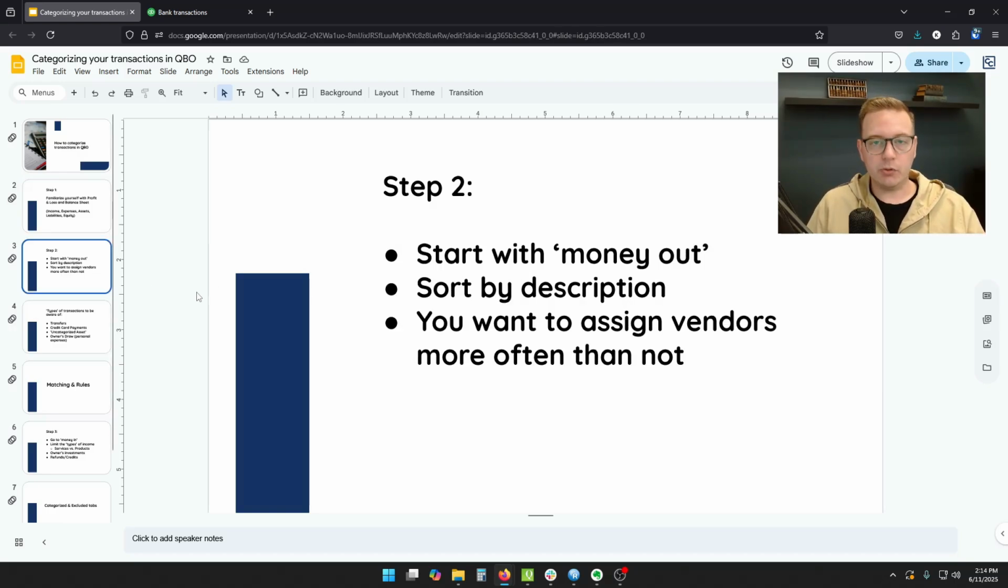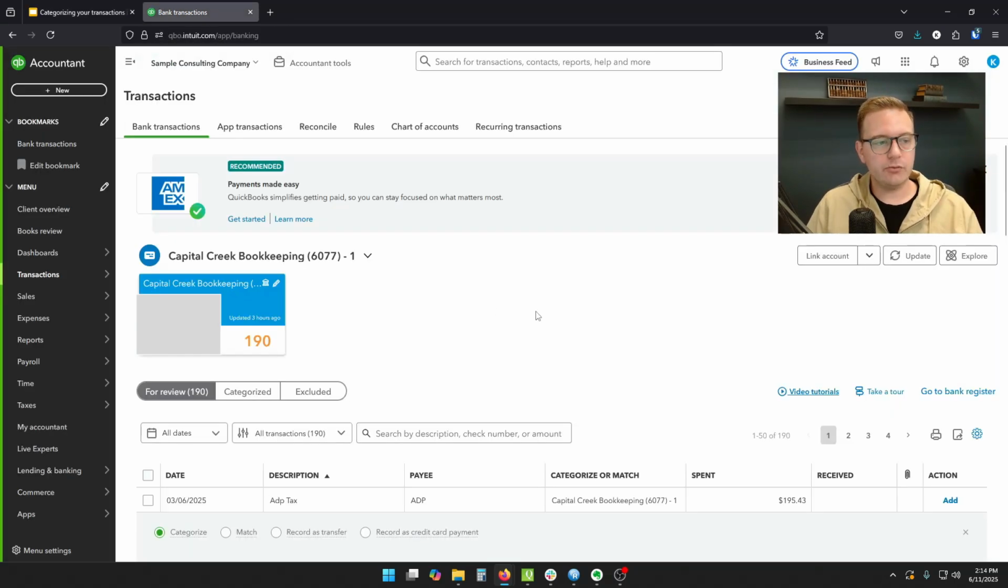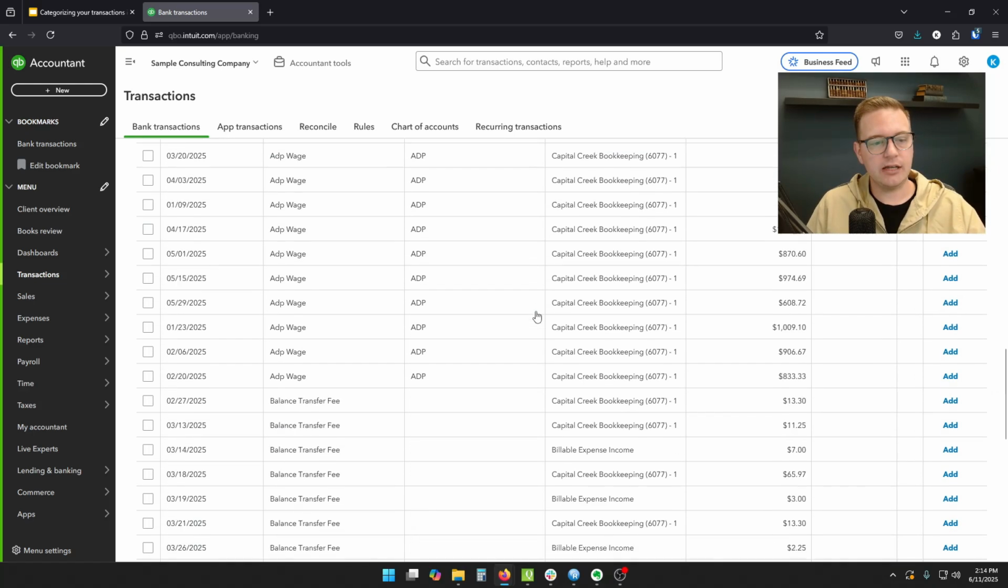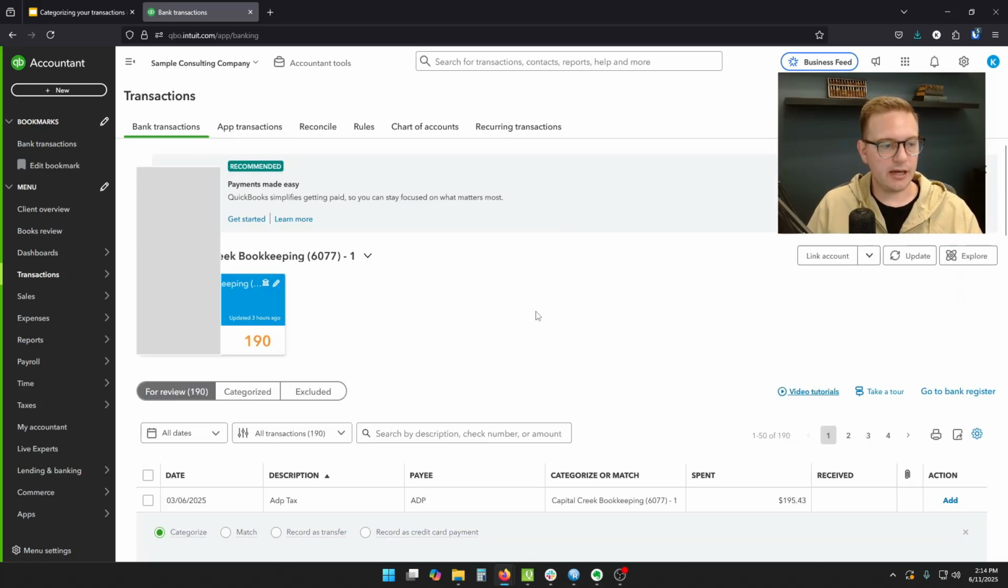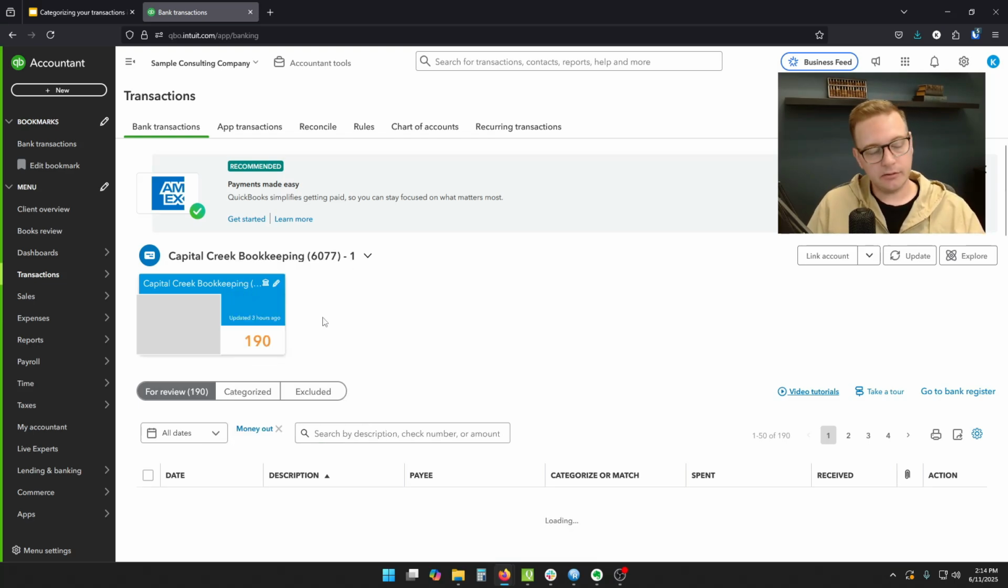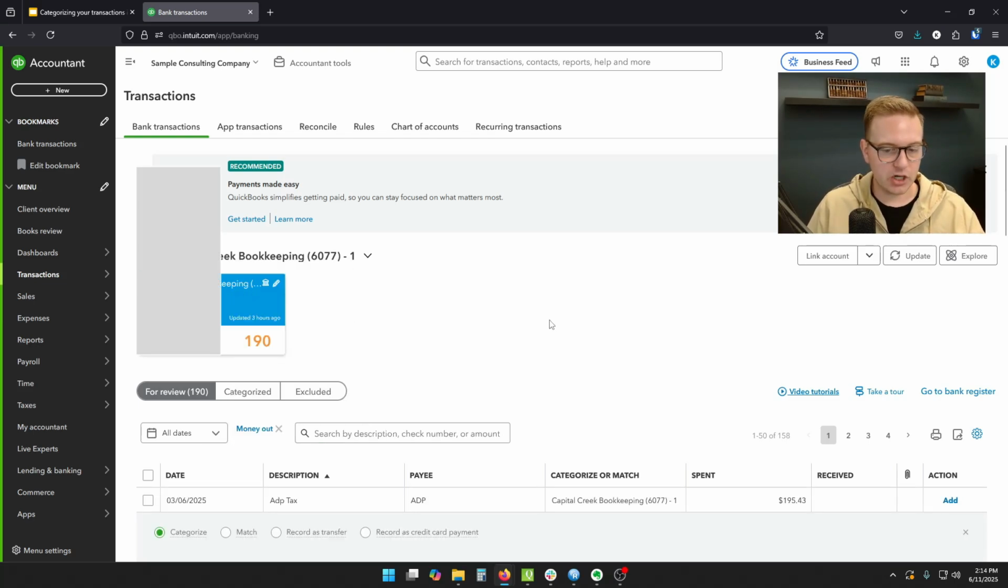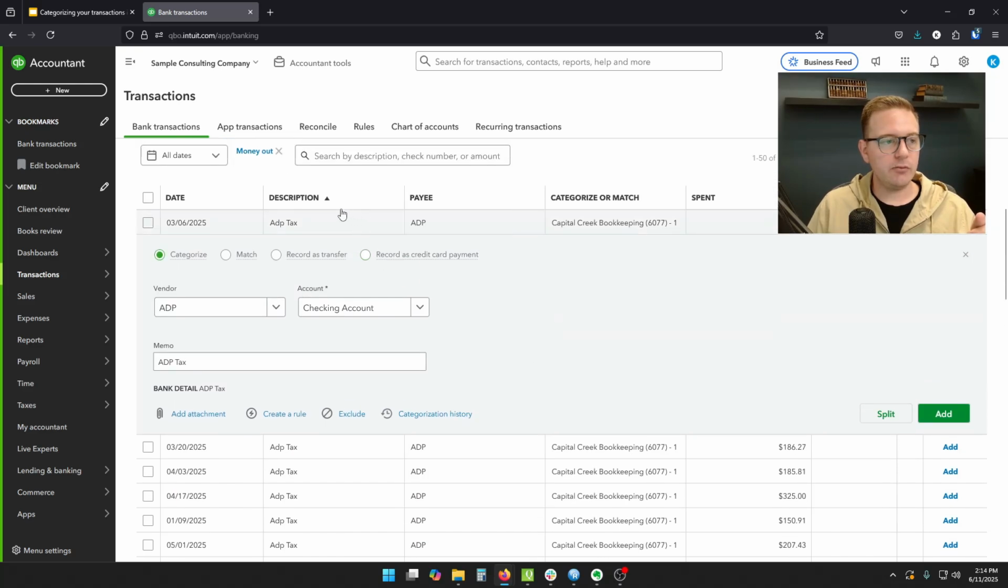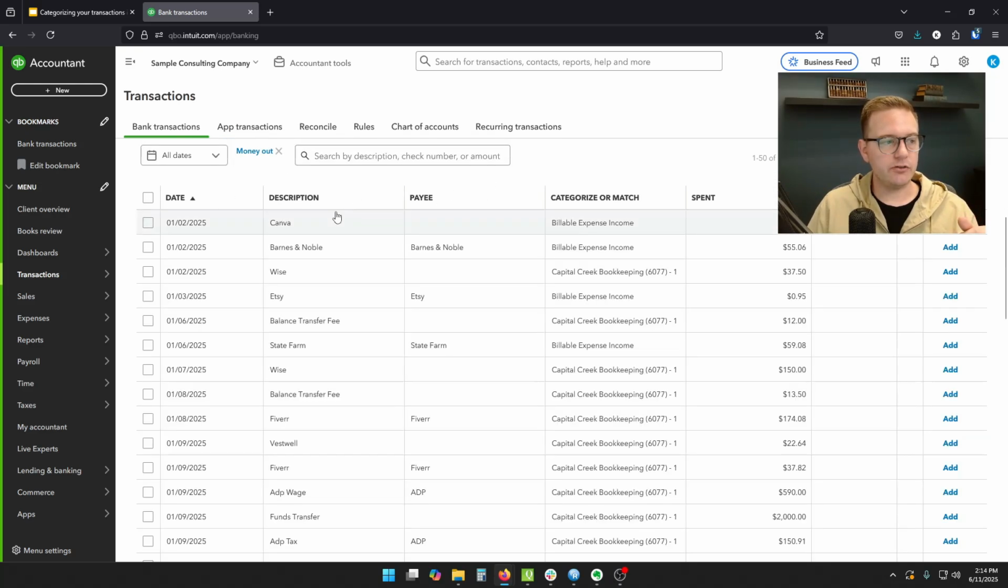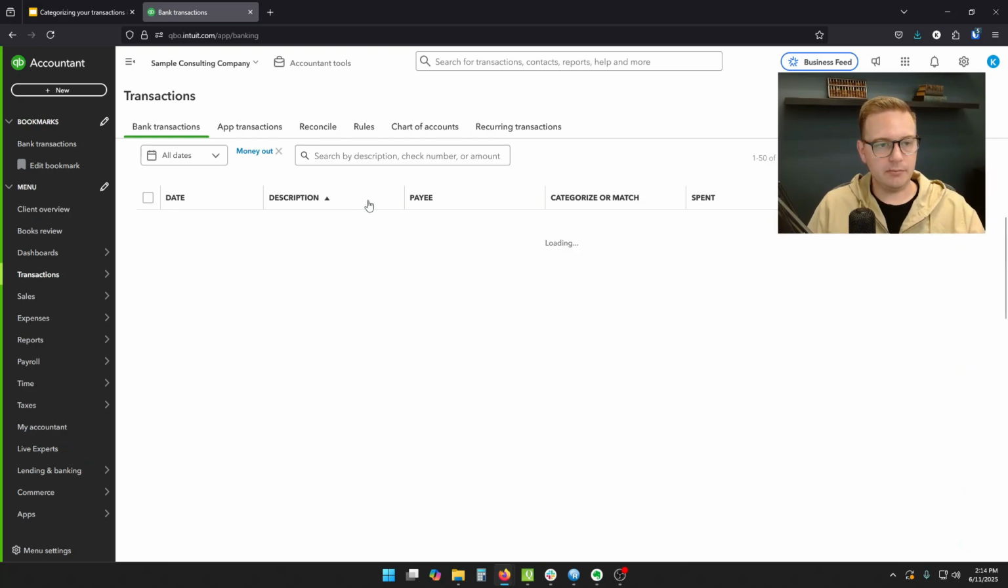As far as going into QuickBooks, I'm going to assume that you are at this page, the bank transactions. So you've connected your bank accounts, your credit cards, and you have a bunch of transactions that need to be categorized. Make sure it looks like that. I would start by only dealing with money out items, only items that are money leaving the bank account. I'll start with a checking account. And then you want to sort by description. It'll default to the dates, chronologically, but you want to sort it by description.